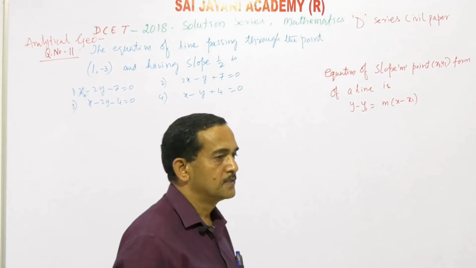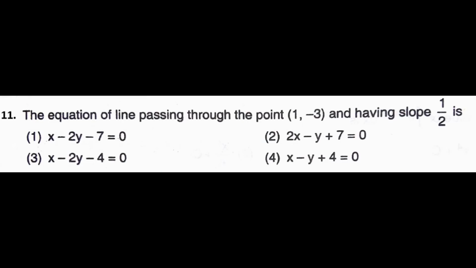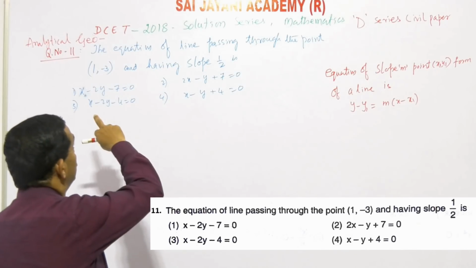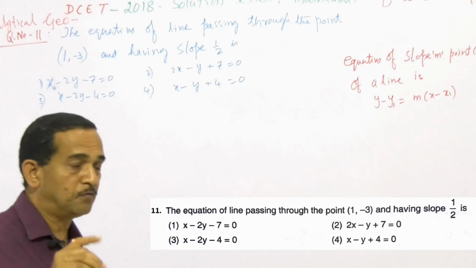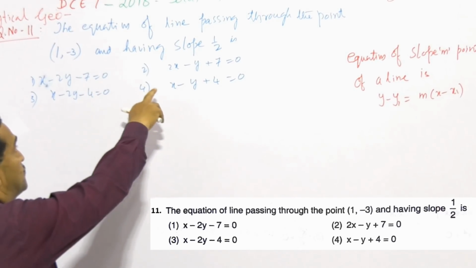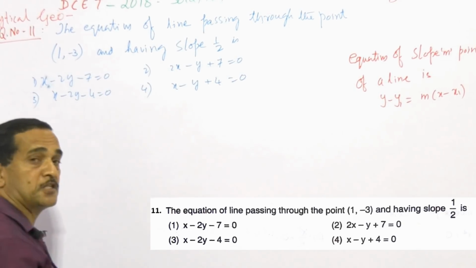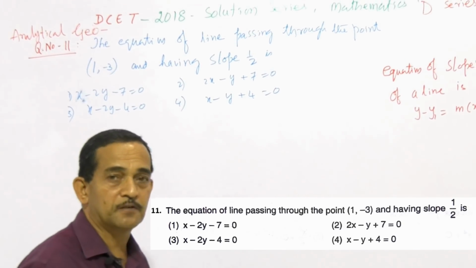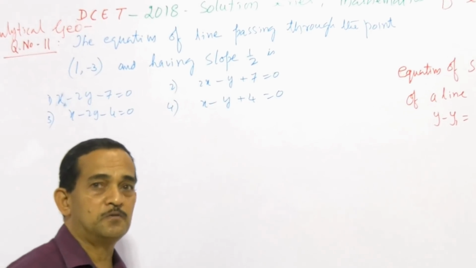Okay, now see question number 11 regarding analytical geometry. The question is: the equation of the line passing through the point 1, minus 3 and having slope 1 by 2. He has given 4 choices for that: x minus 2y minus 7 is equal to 0, 2x minus y plus 7 is equal to 0, x minus 2y minus 4 is equal to 0, and the last one, x minus y plus 4 is equal to 0. This is the way he has set the 4 answers for this question. Okay, how to solve it?